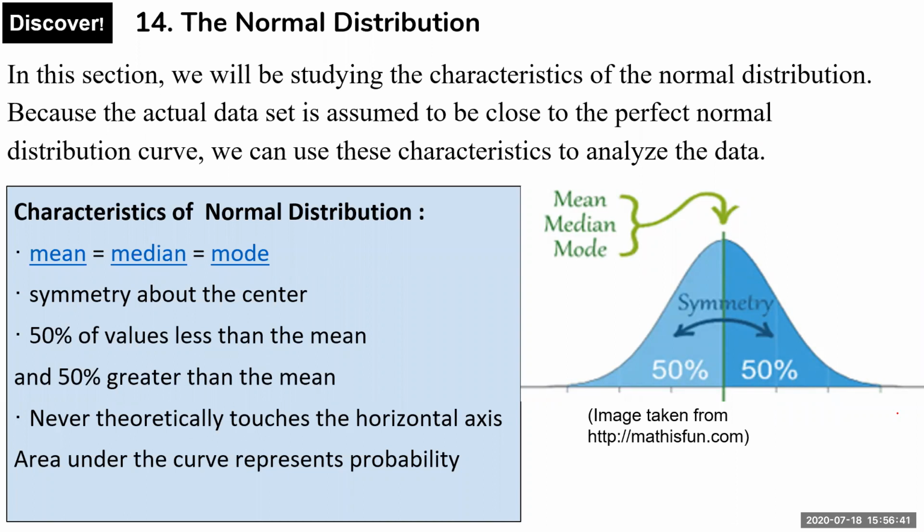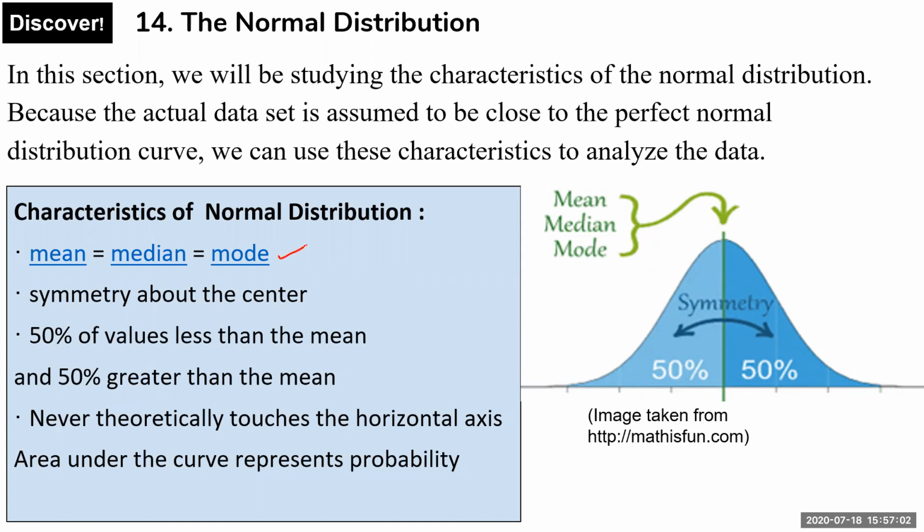Now, in this section, we will be studying the characteristics of the normal distribution, because the actual data set is assumed to be close to a perfect normal distribution curve. We can use these characteristics to analyze the data. So the characteristics of a normal distribution: the mean is equal to the median and also equal to what?